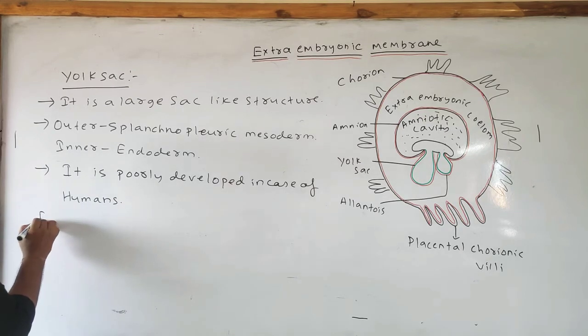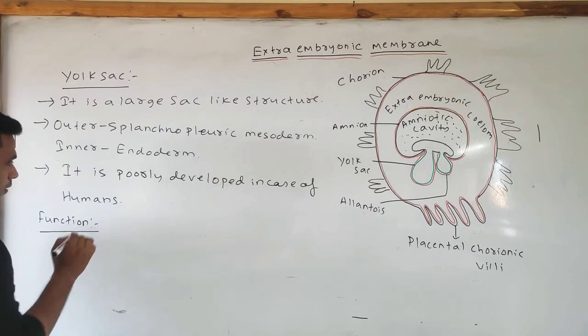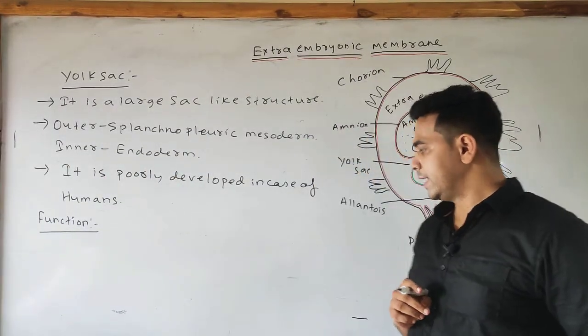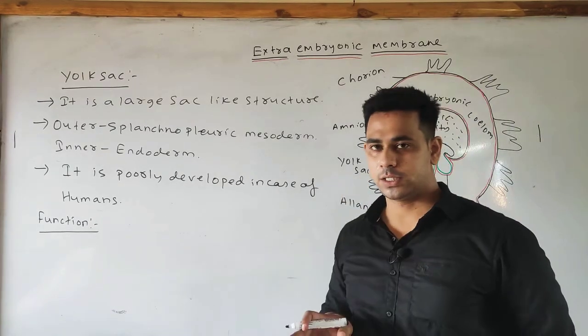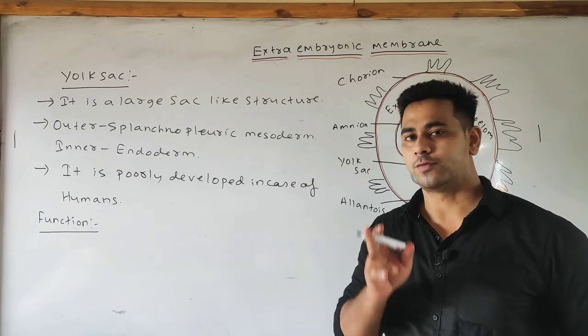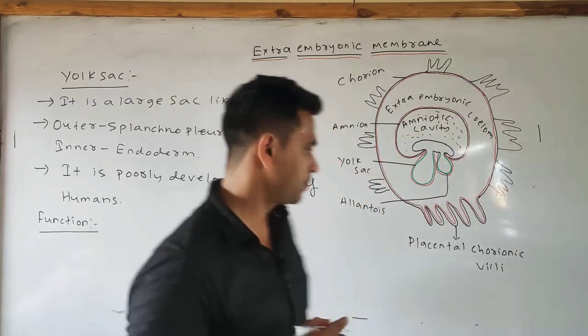Lastly, the function. First point, in the case of humans, it helps in the formation of the blood cells, but only until the formation of the liver. After that, the yolk sac shrinks.